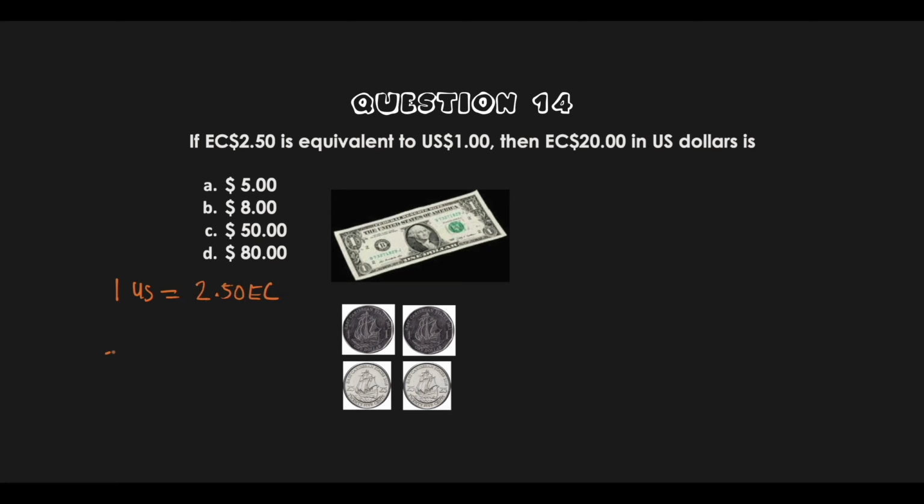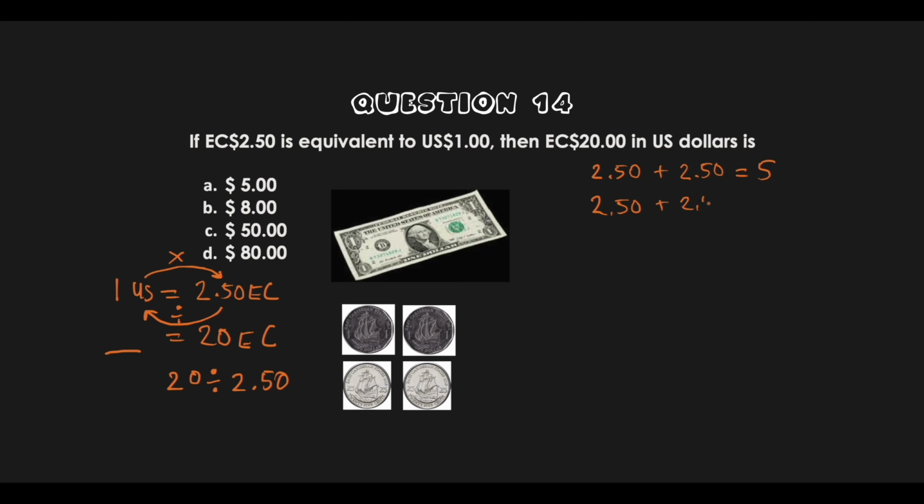So we don't know how much US we have right now, but we want to figure out how much is 20 EC. Now when we're going from here to here, when we're converting from US to EC, we multiply, but when we're going from EC to US, we divide. Therefore, we have to say 20 divided by $2.50. So how many times can 250 go into $20? So just to keep it a little basic, we say 250 plus 250 is equal to what? $5. If I was to do that again, 250 plus 250, that's another 5.